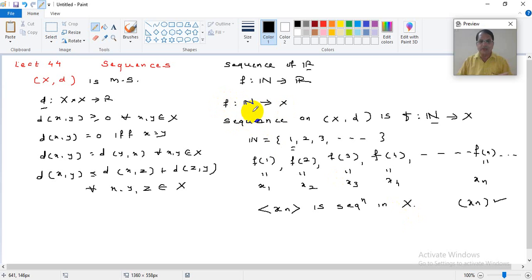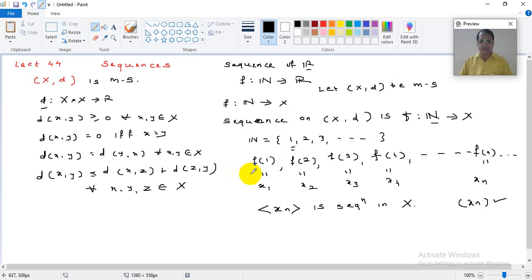So I will operate the function on the natural number set. That means I will operate the function on 1, 2, 3, etc. The outcomes of that function, that means functional values, will be from X, which is the metric space. X comma d is the metric space that is assumed. So here I will say, let x comma d be a metric space, and then f, which is a function from n to x, is a sequence on metric space x comma d. I hope you understand what a sequence is.